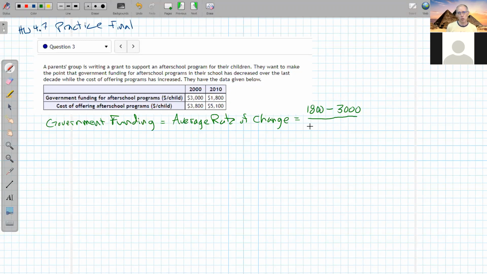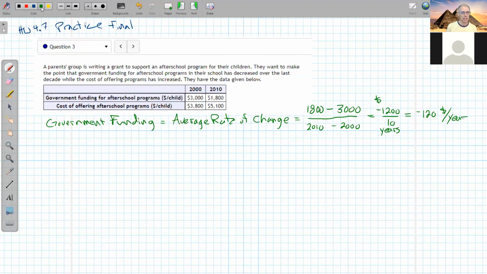And then we want to know how many years this was over. So that would be 2010 minus 2000. We can do that subtraction, and we get negative 1,200 for the numerator. 2010 minus 2000 is 10. The numerator is in dollars, and the denominator is in years. And so we're going to get a final number that's dollars per year. So it looks like it is negative $120 per year.